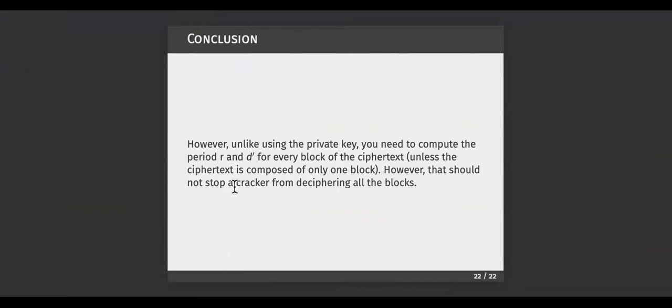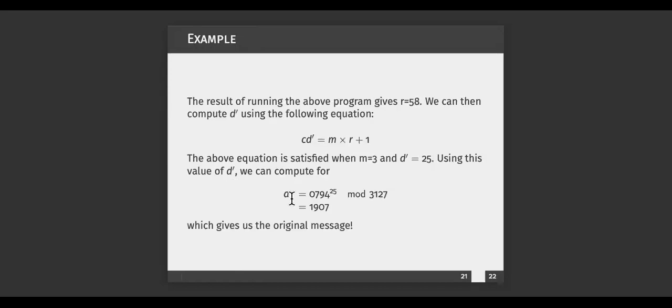In the next session, we are going to learn why it works. So why is it that if I do this, I get the original message? That's the theory. We are going into the theory, and the reason also why we're going into the theory is because the theory itself will allow us to learn why period finding works. So it will allow us to determine that as well.